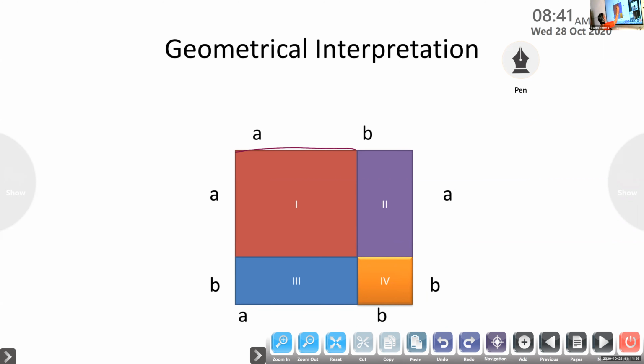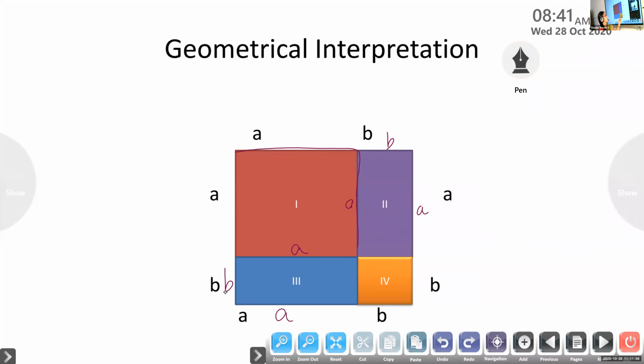This pink color one is also a square, and its sides are of length A. The second shape is a rectangle whose length is A and breadth is B. The third is also a rectangle whose length is A and breadth is B. And the fourth one is a small square.